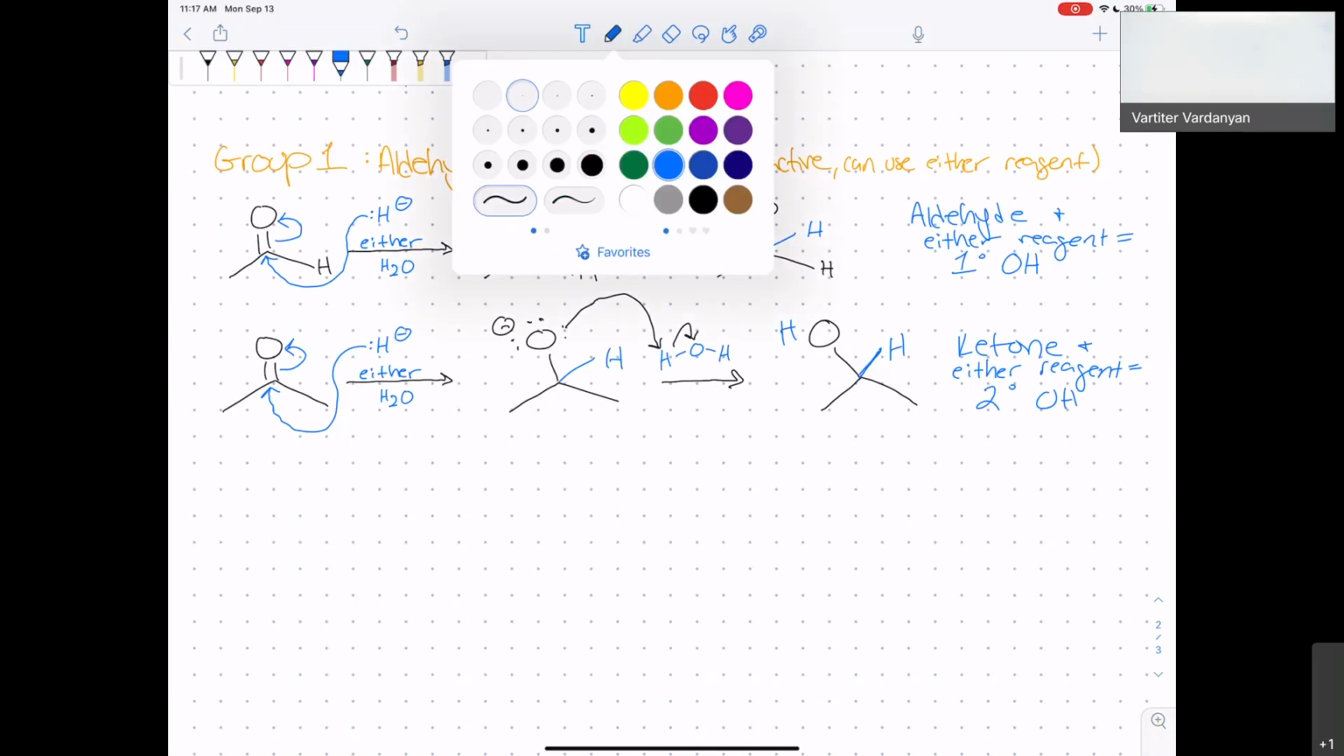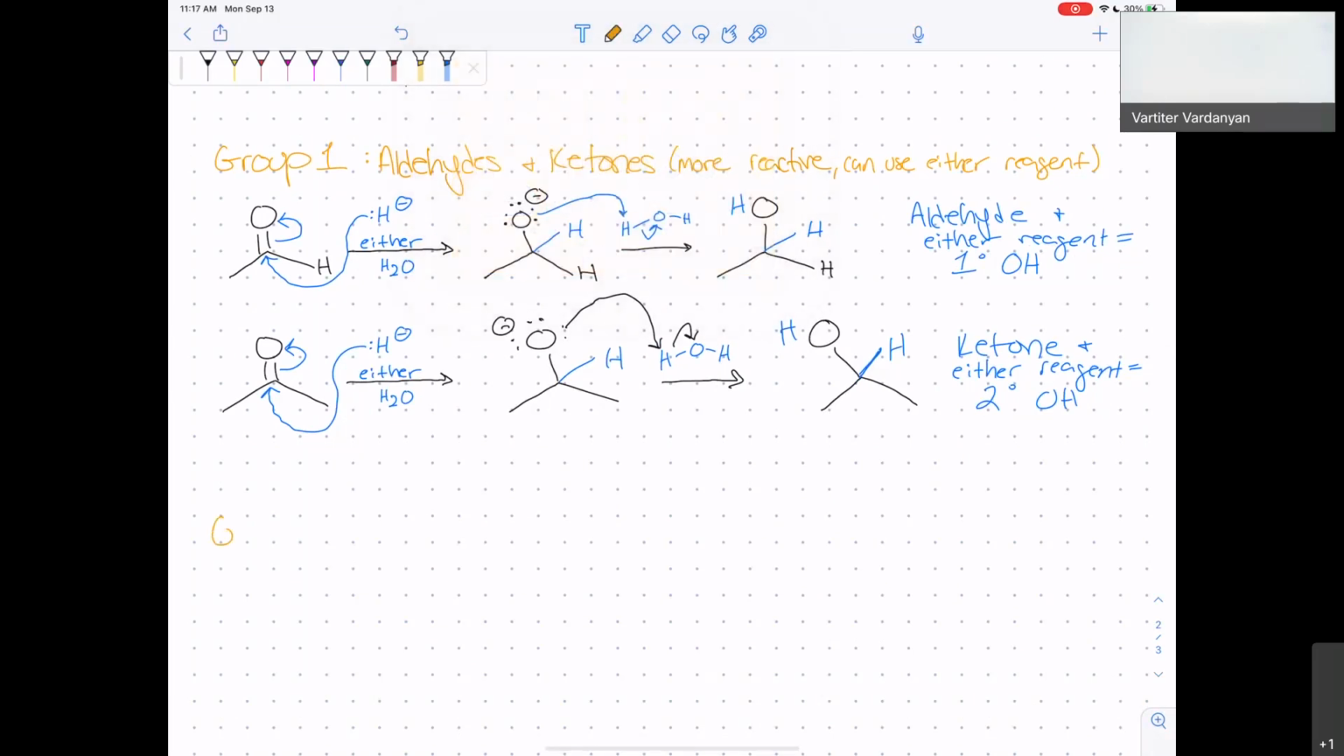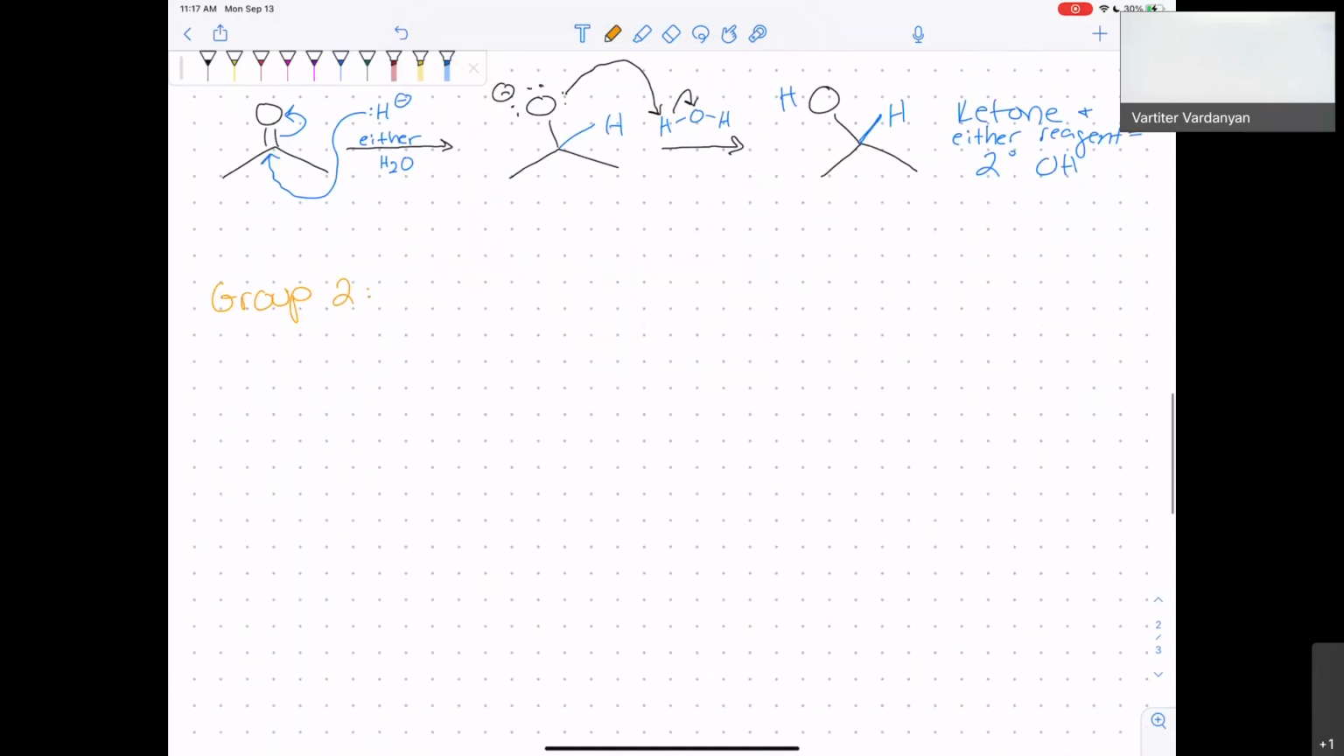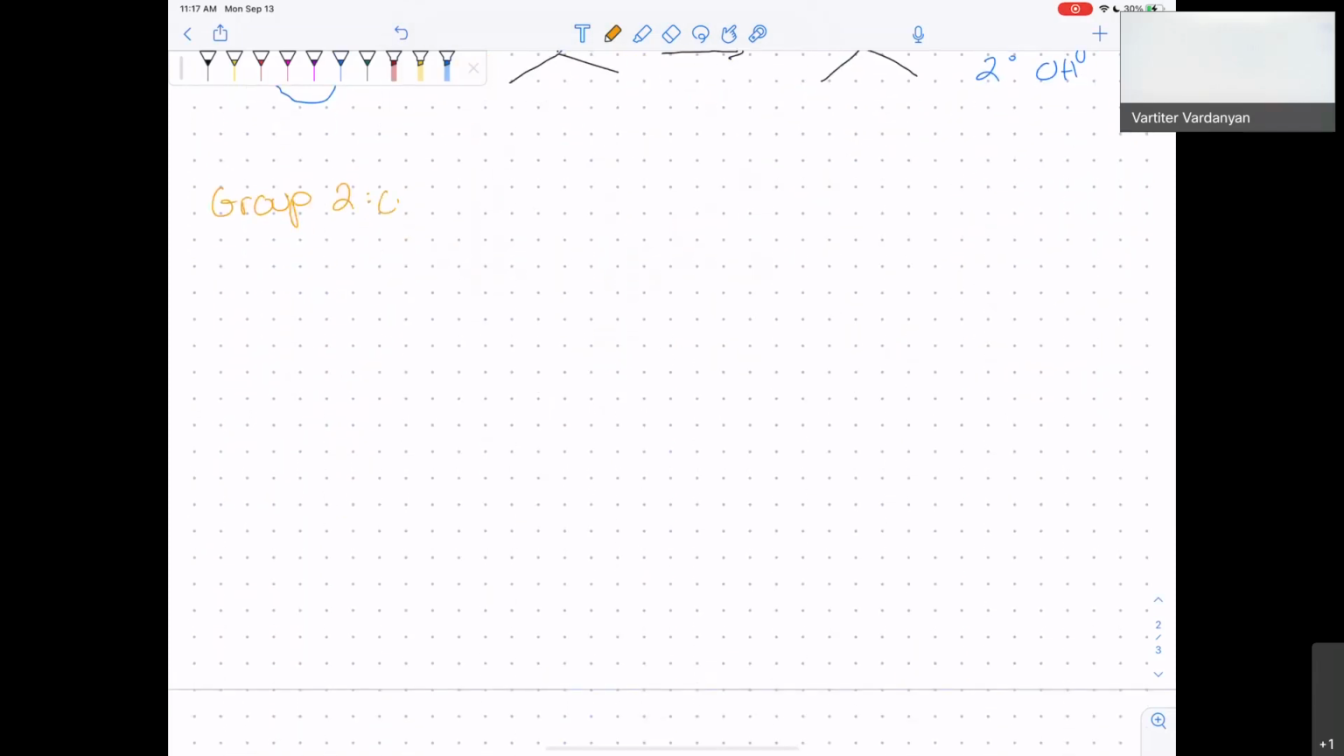So, just purely based on what I wrote for group 1, do you have any idea what group 2 could be? Esters and carboxylic acids. Awesome. And these are going to be less reactive. So if it's less reactive, which reagent do we have to use?